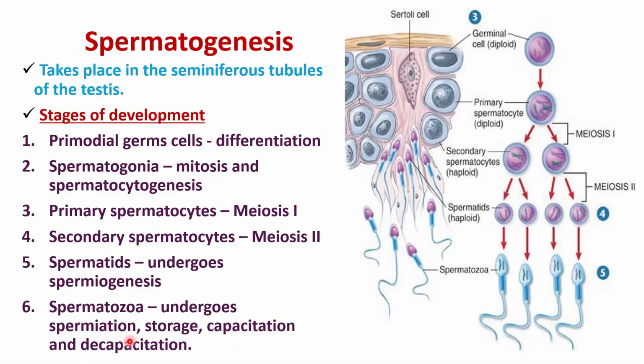So that is the process of formation of spermatogenesis. So it's important that at least we know how to draw this also. From primordial germ cells, spermatogonia, primary spermatocytes, secondary spermatocytes, spermatids, and spermatozoa, and the processes that happen in between. So for example, here is mitosis, meiosis 1, meiosis 2, spermiogenesis, and then here you have the spermiation, storage, and capacitation.